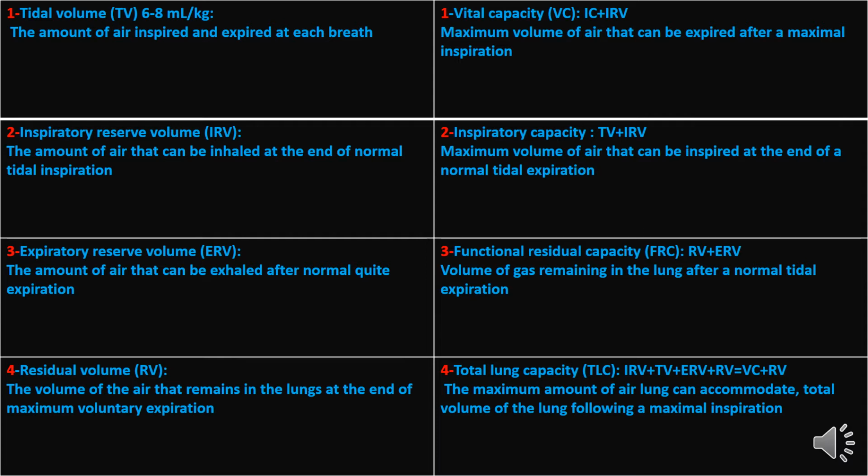The difference here, if you see the inspiratory, is that it is after tidal inspiration, but here it is the maximum volume of air that can be expired after a maximal inspiration. So you did maximal inspiration, after that you throw out the gas as much as possible. So that is called the vital capacity. This is a sum of the inspiratory capacity plus expiratory reserve volume.